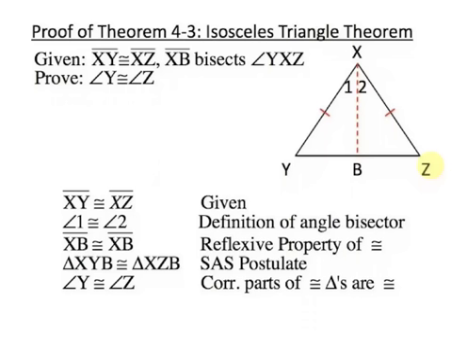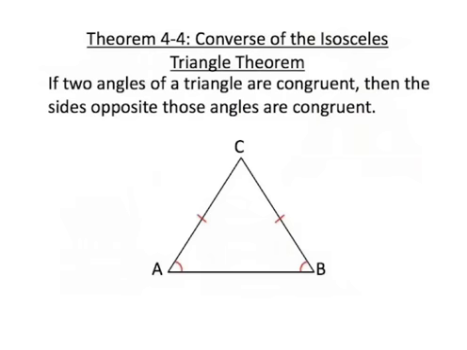congruent. So now let's talk about Theorem 4.4, which is the converse of the isosceles triangle theorem. It states that if two angles of a triangle are congruent, then the sides opposite those angles are congruent. That simply means that since angle A is congruent to angle B, then segment AC is congruent to segment BC.